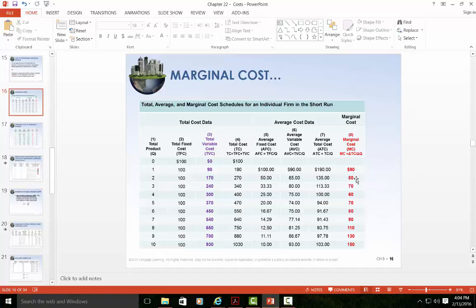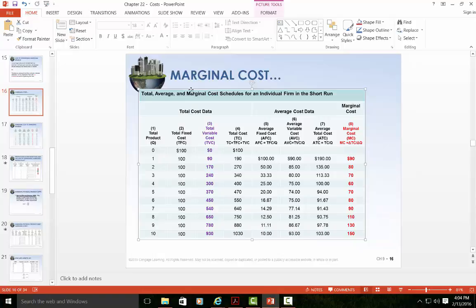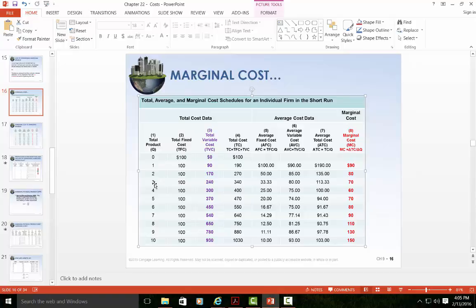Why is it 80? Because this is nothing more than taking your total cost, the change from one to the other, divided by the change in total product. Now this is always one. Like I said, 1 to 2 is 1, 2 to 3 is also 1. So you know you're always going to be dividing by 1. So that means your total cost, where's my total cost column? Right here, column 4, divided by 1 all the way through.